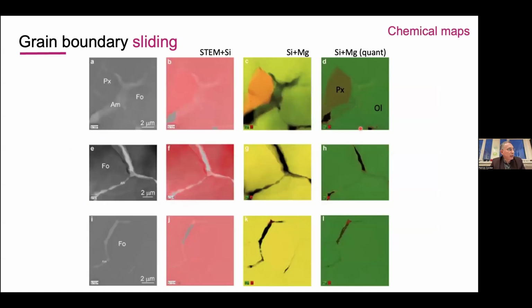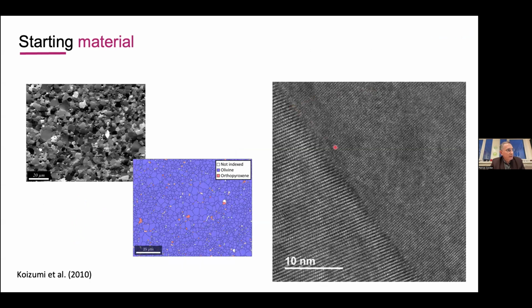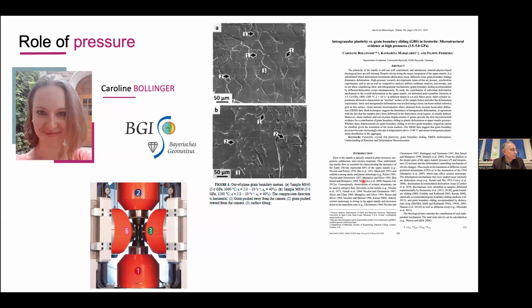I will not spend a lot of time on that. It's described in the paper, but of course we checked carefully that that was not an artifact, that it has the composition of the olivine, exactly the same one. It's not partial melting, it's not incongruent melting. We checked also that in the starting material, there was no amorphous layer, that the grain boundaries were very clean, and so on and so on. So for us, it was really an evidence that due to the high stress level, there was the formation of this amorphous layer at the grain boundaries.